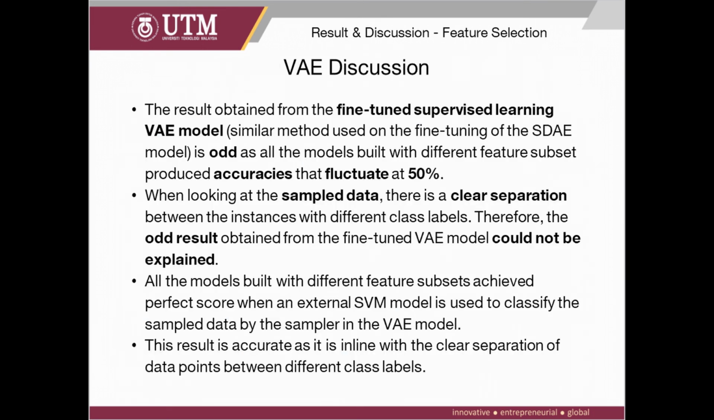This is the discussion for the VAE model. The result obtained from the fine-tuned supervised learning model is odd, as all the models built with different feature subsets produce accuracies that fluctuate at 50%. When looking at the sample data, there is a clear separation between the instances with different class labels. Therefore, the odd result obtained from the fine-tuned VAE model could not be explained. All the models built with different feature subsets achieve a perfect score when using an external model to classify the sample data by the sampler in the VAE model. This result is accurate and it is in line with the separation of the data points between different class labels.